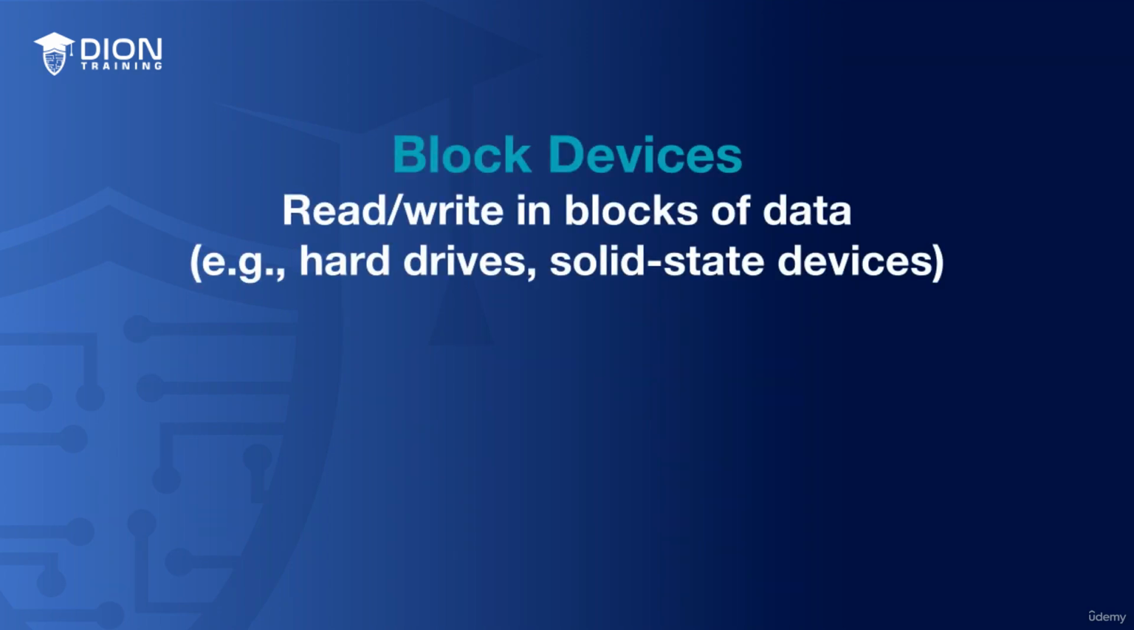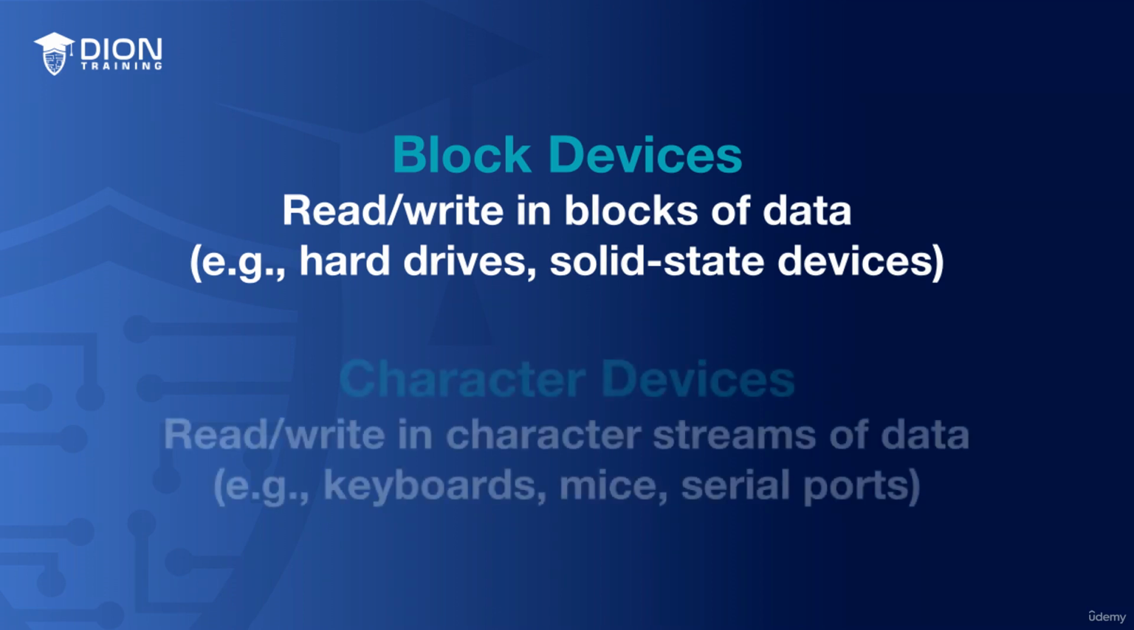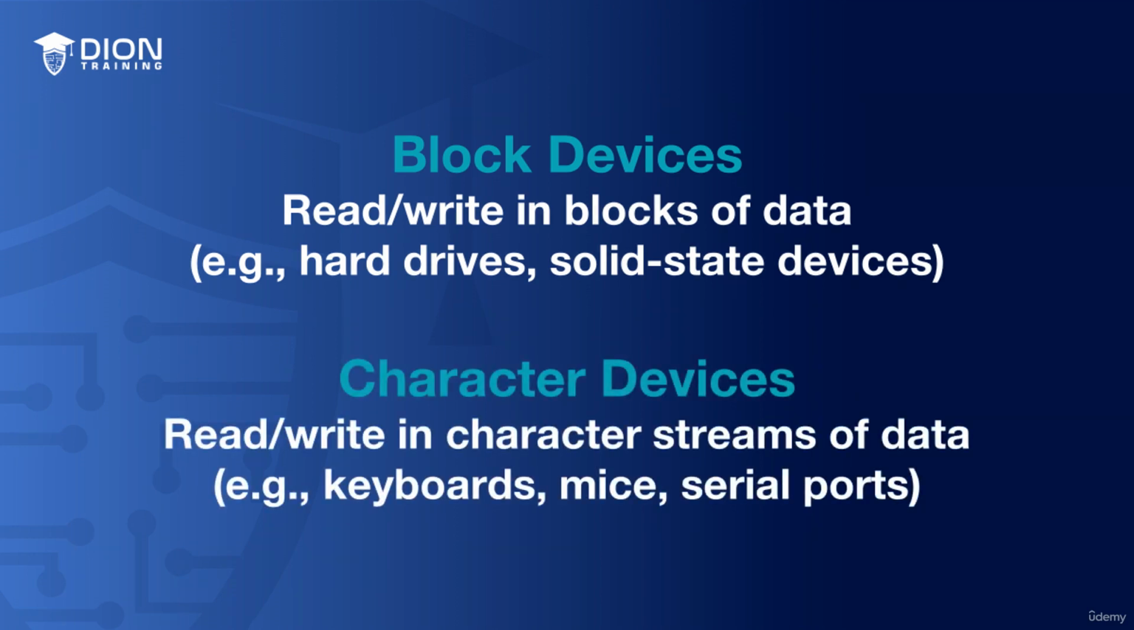Block devices are things like storage devices. These are things like hard drives, solid-state drives, and USB drives. And all of these can be read from or written to in blocks of data. Character devices, on the other hand, are devices like keyboards, mice, serial ports, and other things like that that can read from or write to streams of data one character at a time.